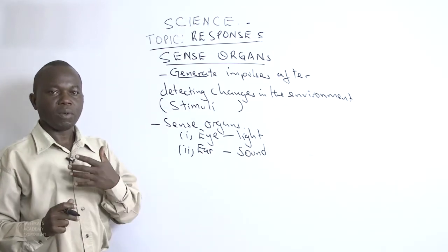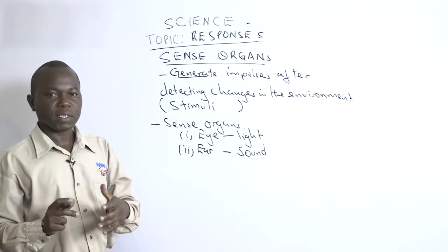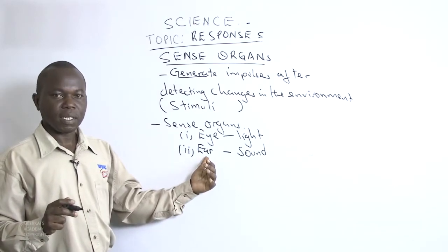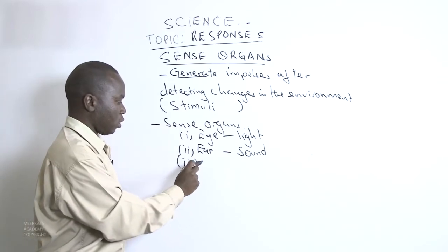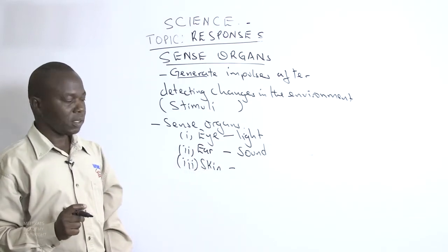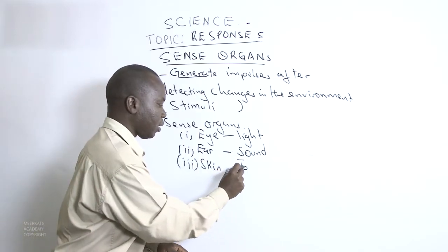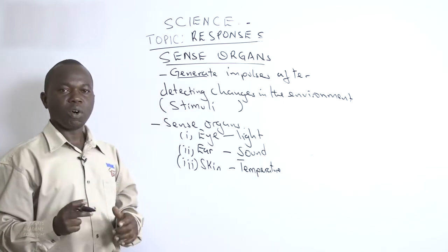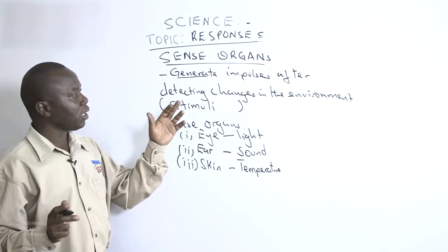The way I'm talking, you are getting it, because when I produce different sounds, those are changes in the environment, and the ear comes in handy to detect the change. The skin is also a very important sense organ, because one of the stimuli that you detect is temperature. If there is a change in temperature, if it is too hot or too cold, it's the skin that will tell you that there are changes in the environment.